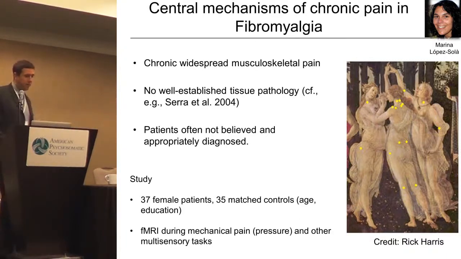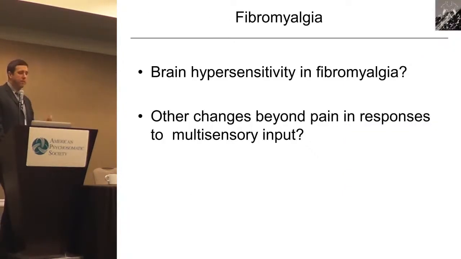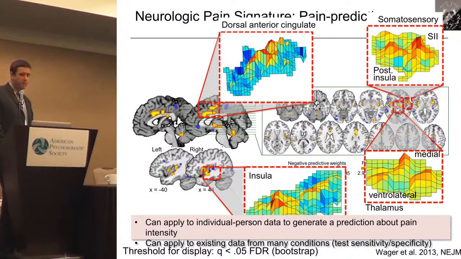So that's a problem. So here in this study, Marina collected 37 female patients, 35 matched controls, and we'll look at fMRI during mechanical pain and also during a multisensory task. So we'll ask two kinds of questions. One is there evidence for brain hypersensitivity in fibromyalgia to pressure, to painful pressure? And secondly, is there evidence for other changes beyond pain in response to multisensory input? Perhaps some of these other pathways or other central changes that might give us clues as to what's going on.